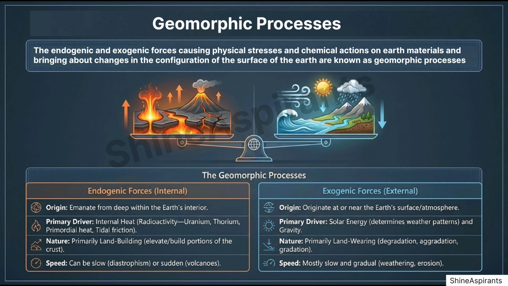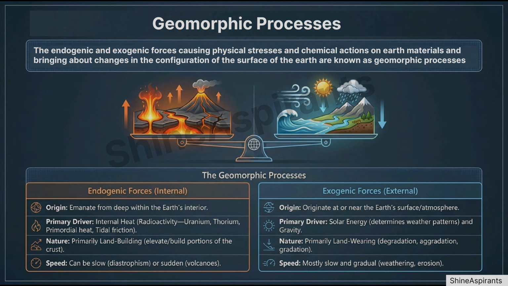There is also a difference in their speed of operation. Endogenic forces may act very slowly over millions of years, as seen in mountain-building movements, or they may act suddenly and violently in the form of earthquakes and volcanic eruptions. Exogenic forces are generally slow and continuous, constantly modifying the Earth's surface over long periods of time. So remember this simple idea: endogenic forces build the Earth's relief, while exogenic forces continuously wear it down and remodel it.